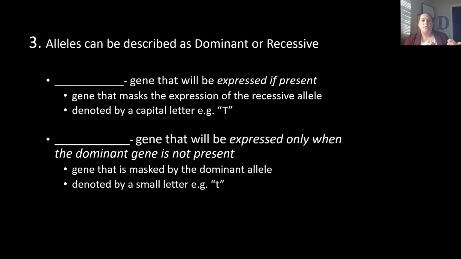So alleles are going to be described as either being dominant or recessive. A dominant gene is the one that's expressed if it's present. So this gene, if it's there, you're gonna see it. And so we represent this with the capital letter when we're talking about the genes. It's gonna mask the expression of the recessive, and it gets denoted by a capital letter, like, for example, the big T, capital letter T.